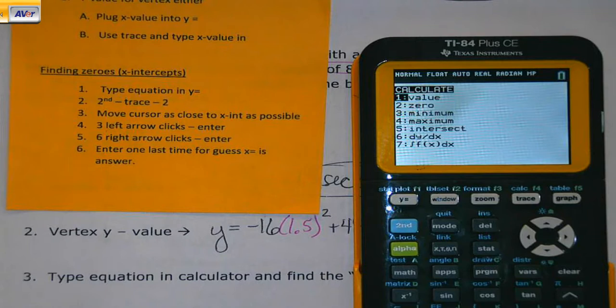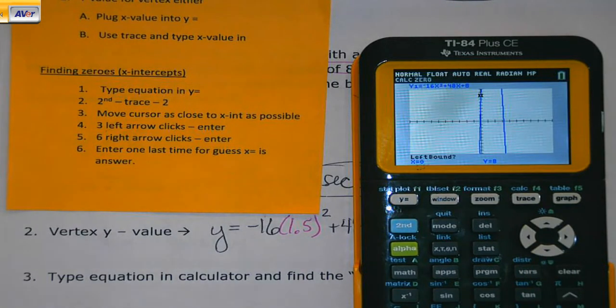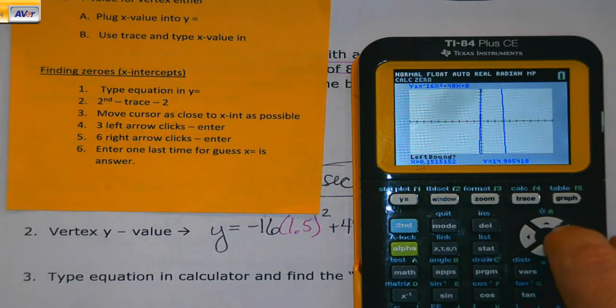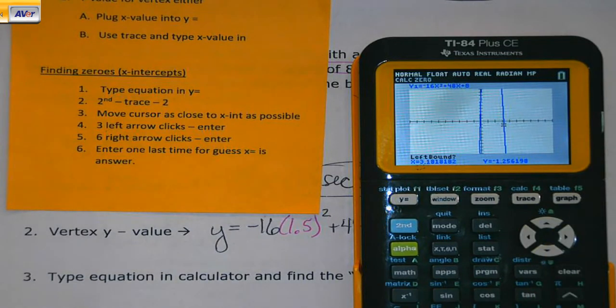Second trace, I want number 2. All right, there's my cursor again. Got to get it over here. So I know it's going to disappear. Keep watching that Y. When it starts to come back down, I'll want to slow down a little bit here. Ooh, that's pretty close. Yeah, that's as close as I'm going to get. So as close to the x-intercept as I can get.